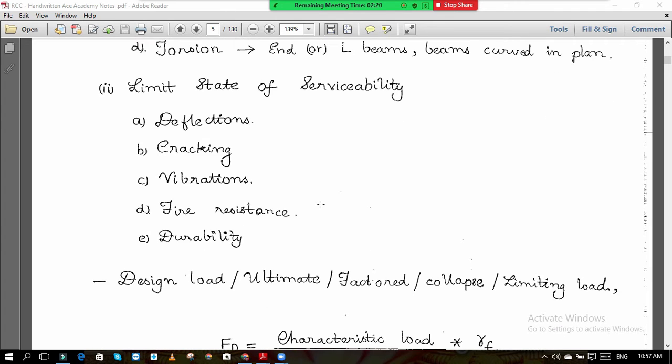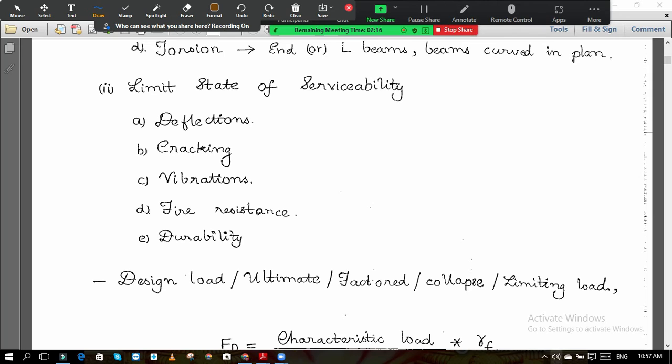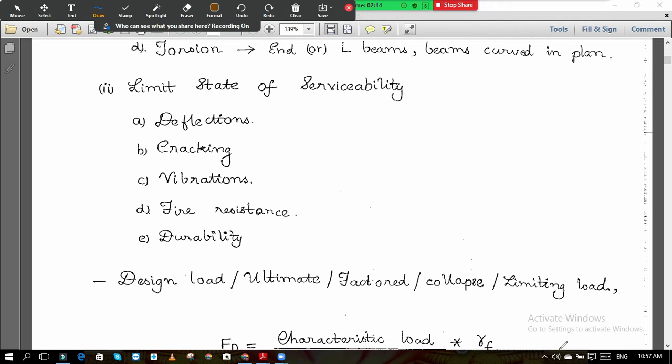Next we will come to this limit state of serviceability. So what is the limit state of serviceability? If you see, it is again divided into sub points: deflection, cracking, vibration, fire resistance, then ductility and durability. Ductility also comes under over here. If the material has more ductility, then automatically its durability also increases. I hope now you know the meaning of all these things.